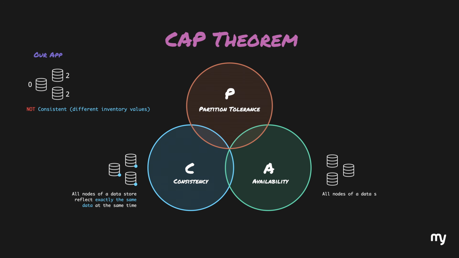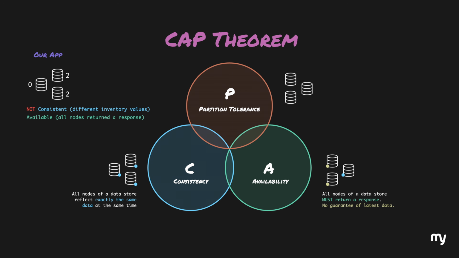Availability means that all the nodes of the data must return a response without the guarantee that the data will be the latest, which means that the nodes will respond, but it may happen that stale data is returned. In our case, all of our nodes were returning data, but the read replicas did not return the latest, which means our database cluster was available.